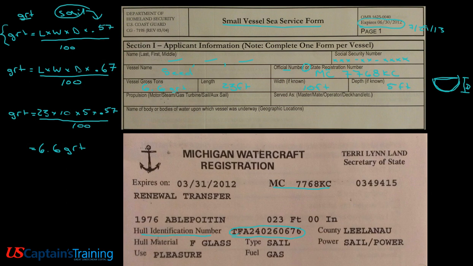Now the propulsion. What's the propulsion of this vessel? Is it motor? Your power-driven vessels, almost all of them are going to be motor, right? There's not many steam anymore. Gas turbines are few and far between. If you have no engine, it's just sail. If it's a sailing vessel with an engine, you have auxiliary sail. And here, look at this power type on my registration: sailing and power. So this is auxiliary sail.